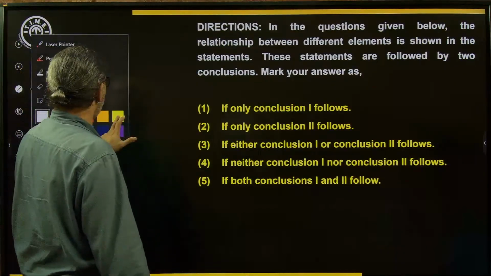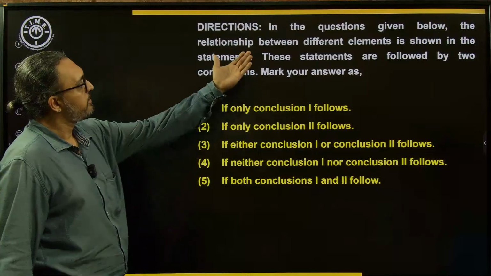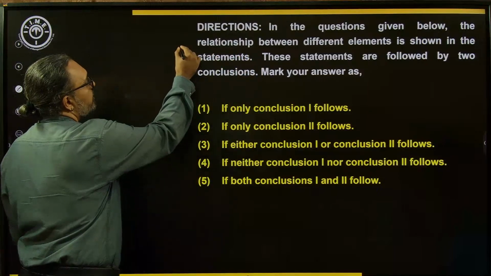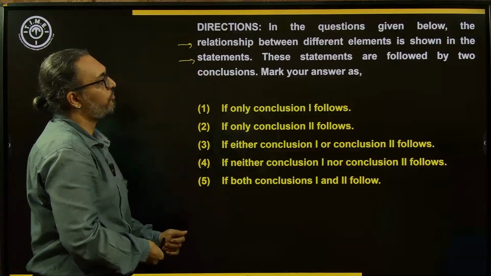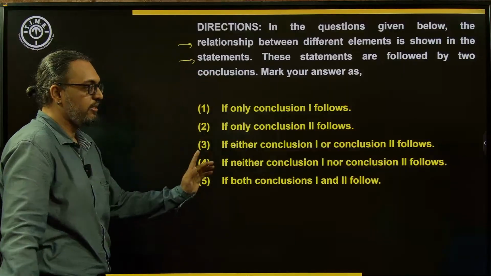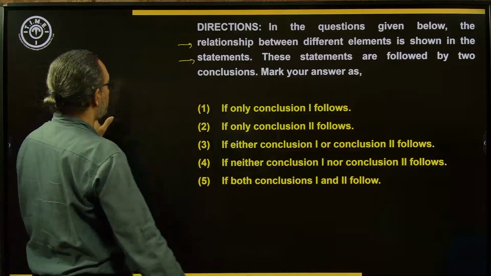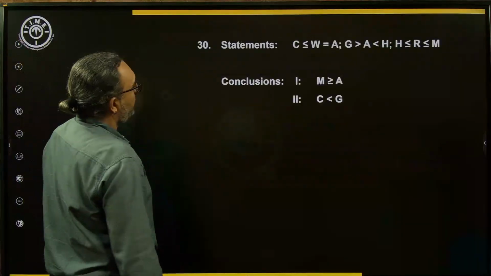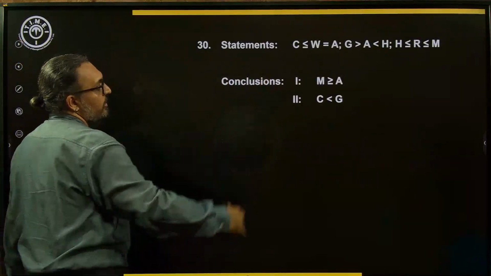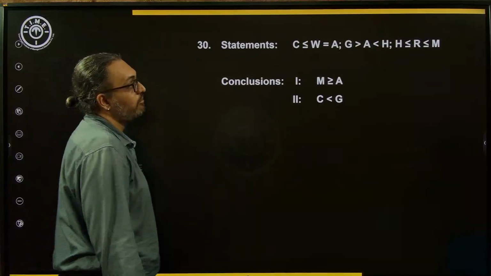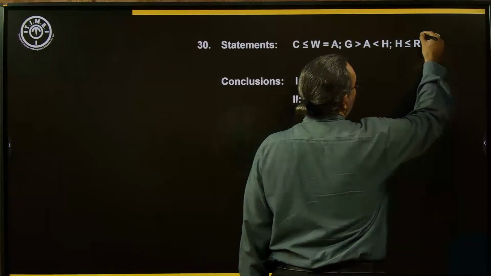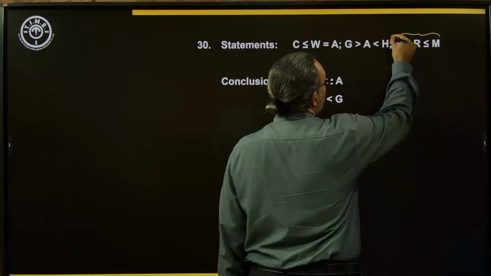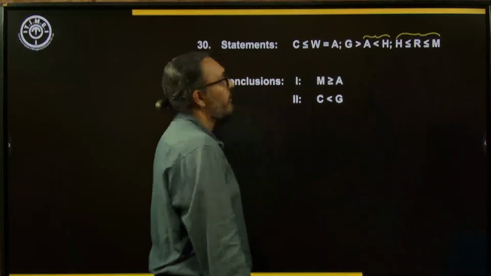The next one is inequalities. In the questions given below, the relationship between the different elements is shown in the statements. These statements are followed by conclusions. Mark your answer as, so you have the common options. So let's see. Okay, so now he wants a conclusion between M and A. Now check here. This is what you have from M to H, and then this is what you have from H to A. That is how you get M to A.